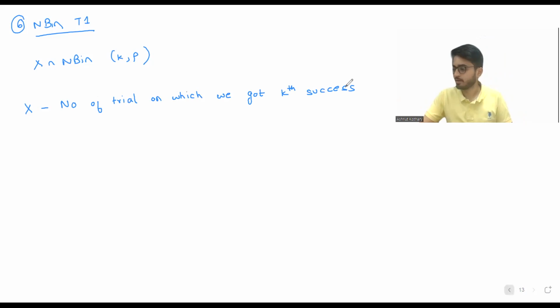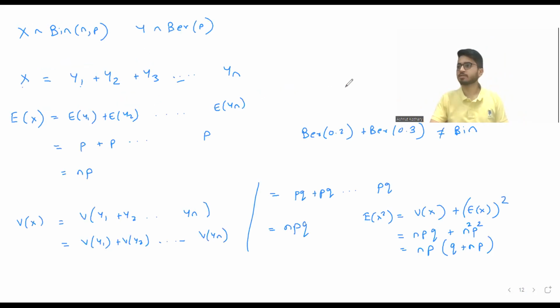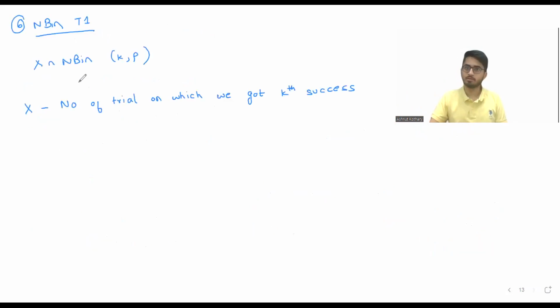Again, keep one thing in mind. Bernoulli is nothing but a special case of binomial. If I put the value of n as 1, Binomial(1, p) is nothing but Bernoulli. If I just put n as 1, x is nothing but y1, so my binomial becomes Bernoulli. So you can view Bernoulli as a special case of binomial when n is 1. Similarly, geometric is nothing but a special case of negative binomial when k is equal to 1. So here, the number of the trial on which we got our kth success.